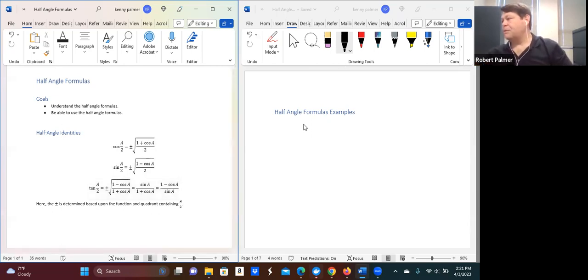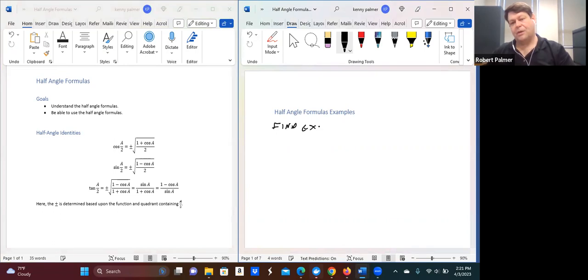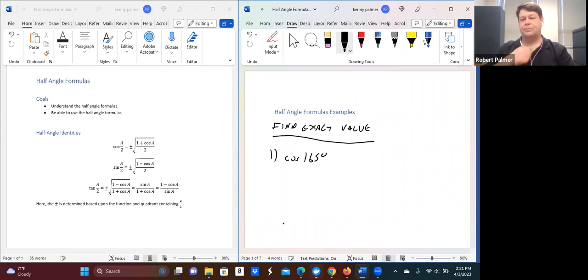What we want to do then is find the exact value over here. So let's make those our directions: find the exact value. Okay, so number 1. Let's say we have the cosine. I want to find the cosine of 165 degrees.